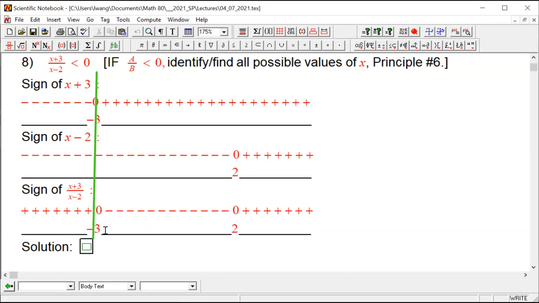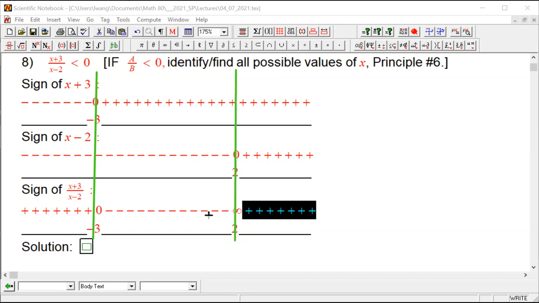On this one, between -3 and 2, if we plug in a number, we're doing a positive divided by a negative. That's going to be negative. But if we plug in 2, this is going to be infinity, undefined. And for all the numbers larger than 2, the quotient is going to be a positive divided by a positive, so that's going to be a positive quotient. So by this time, we have identified what numbers will cause the quotient to be negative.